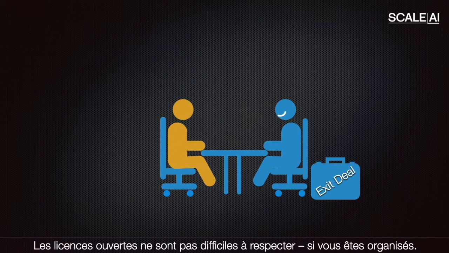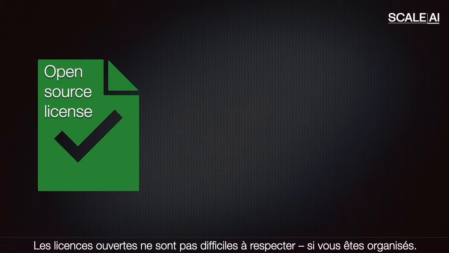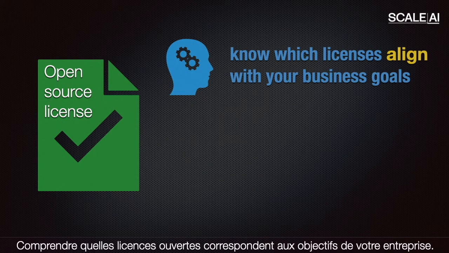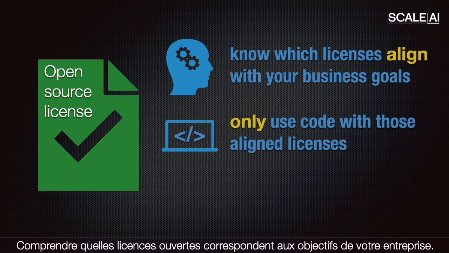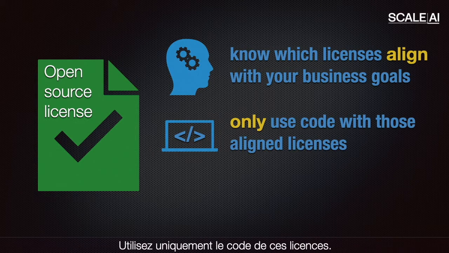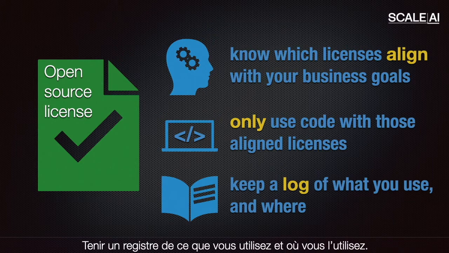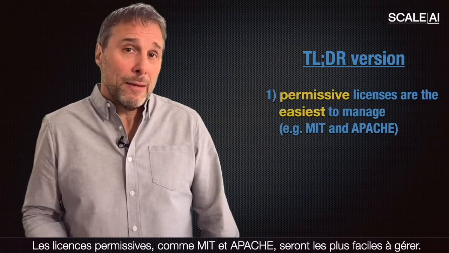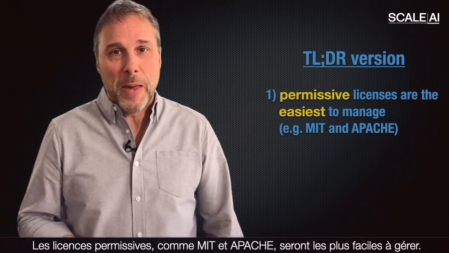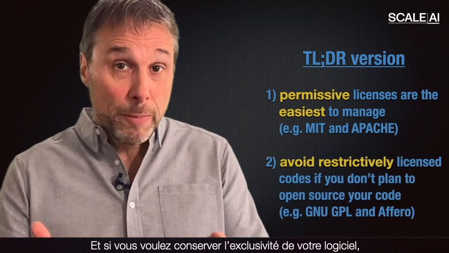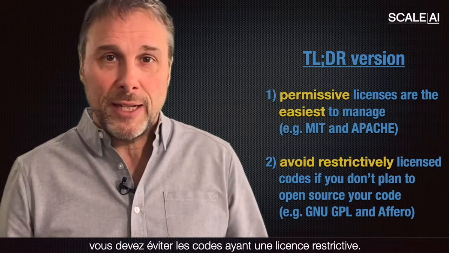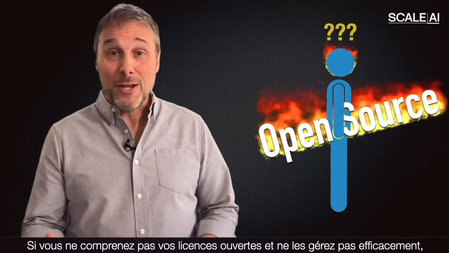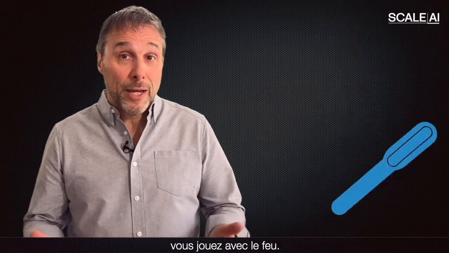Open source licenses are not difficult to obey if you're organized. You just need to understand which open source licenses align with your business objectives, only use codes with those licenses, and keep a log of what you use and where. To cut to the chase, the permissive licenses like MIT and Apache are the easiest to manage. And if you want to keep your software proprietary, avoid the restrictively licensed codes. Unless you understand and manage your open source licenses, you really are playing with fire.